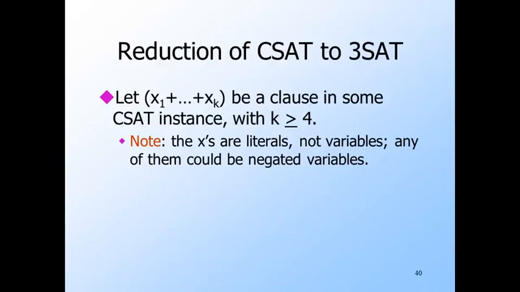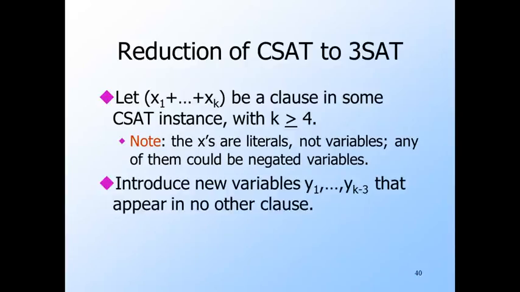So, consider a clause with k literals, x1 through xk. Remember, these are literals, not variables, so any of the xi's could be not followed by a propositional variable. We need k minus 3 new variables, which we'll call y1 through yk minus 3. These y's appear in no other clause, and they're really variables, not literals. Also notice that if k is equal to or less than 3, then no new variables are introduced.